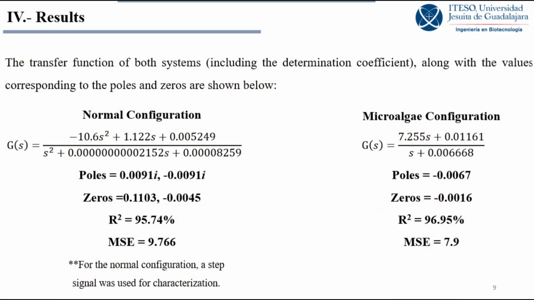As seen in this image, the transfer function of both systems was obtained. The normal configuration that consisted of only distilled water and sodium chloride solution was marginally stable as the poles are imaginary. The microalgae configuration was stable as the only pole was negative. Both systems presented an R² value greater than 95%, which shows a good fit.